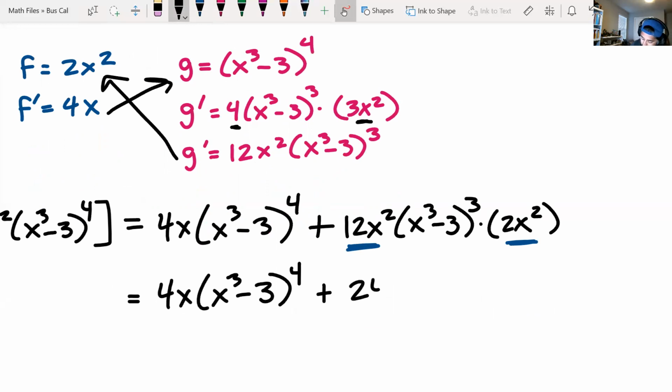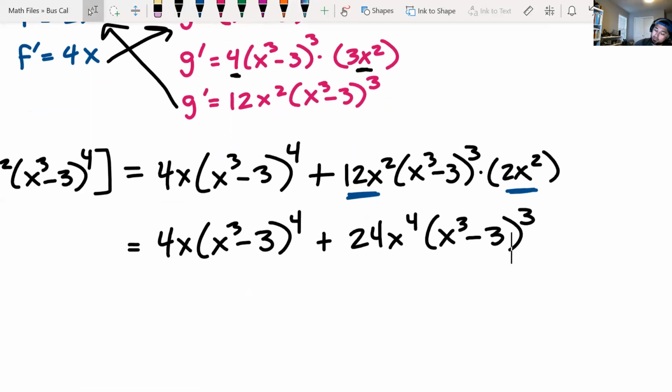Which will give me 24x to the 4th times (x cubed minus 3) to the 3rd. Now, I believe that my math lab is going to make you factor this. It's not going to let you leave it like this. If it does, that's nice. But in the meantime, let's factor.